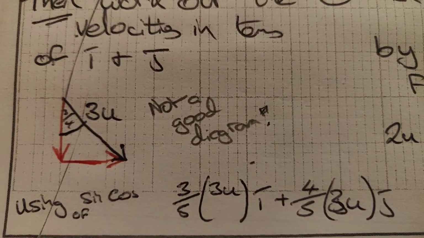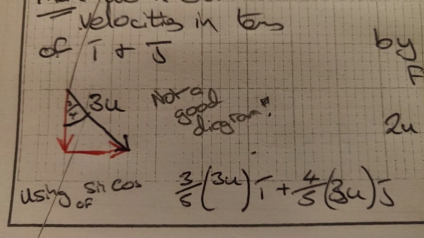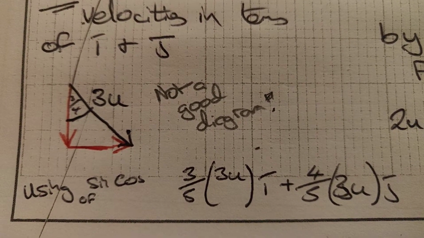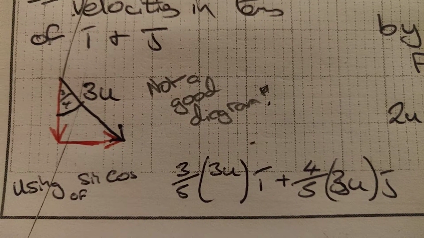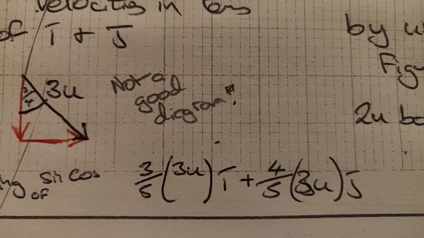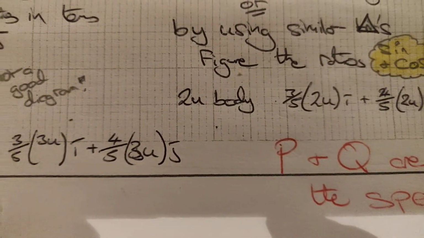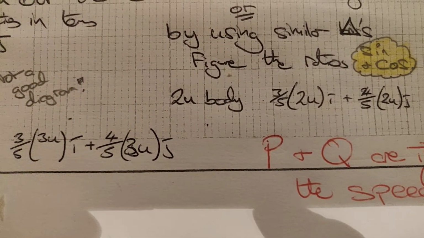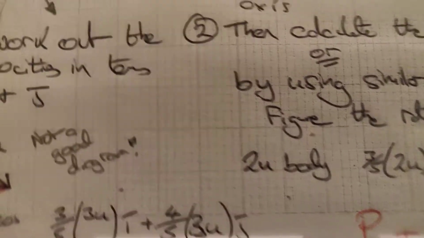This is the diagram I ended up using, but it's not a great diagram. It's definitely not proportional. And then the 3u particle is 3/5 of 3u in i and 4/5 of 3u in j. Look at them, the factors are 3/5 and 4/5 in both, and the reason for that is because they're parallel in all cases.